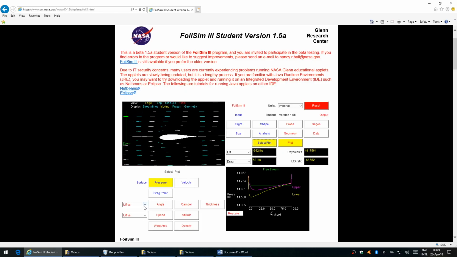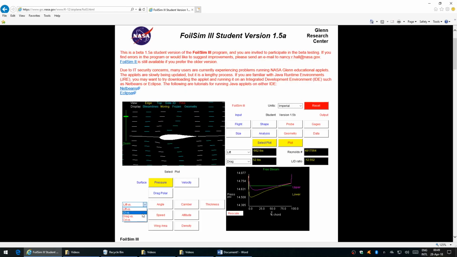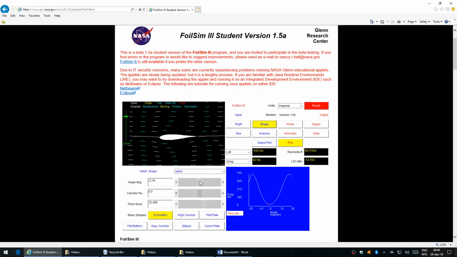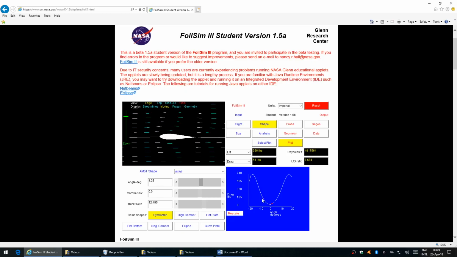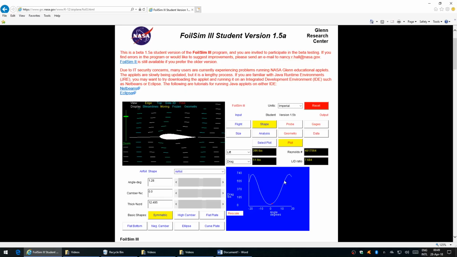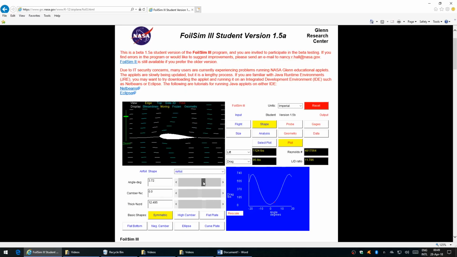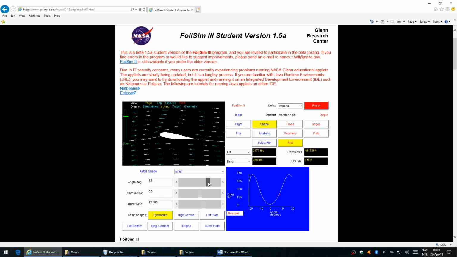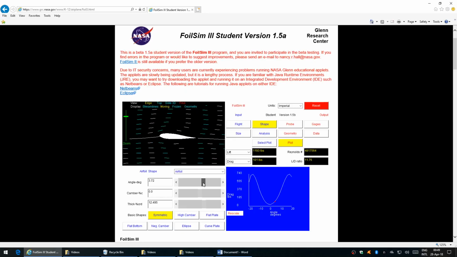Now we can have a look at different plots here. We can have a look at drag versus the angle. This graph is now showing the amount of drag versus the angle of attack on the wing. As I change that angle of attack, the amount of drag is changing.